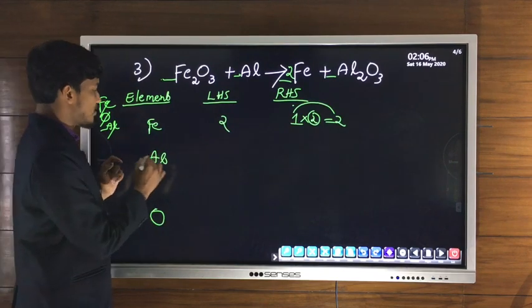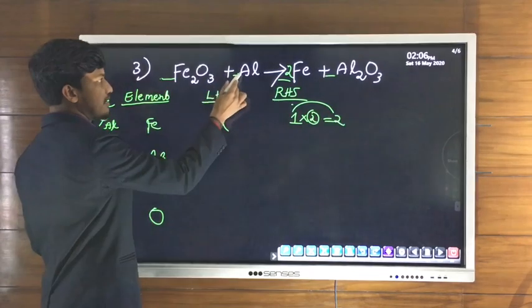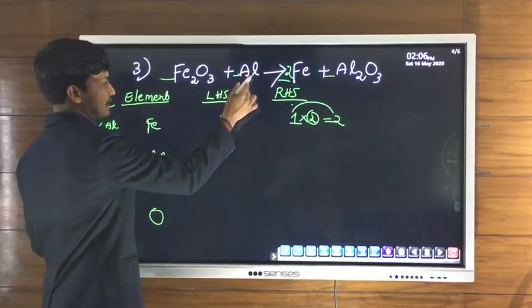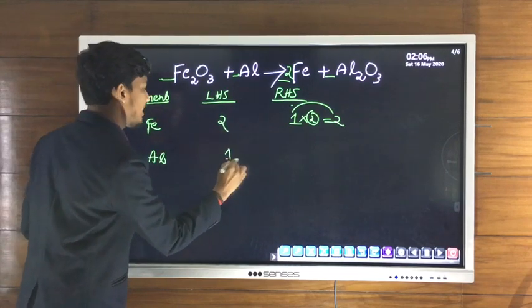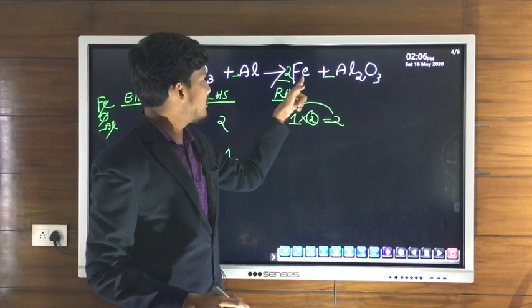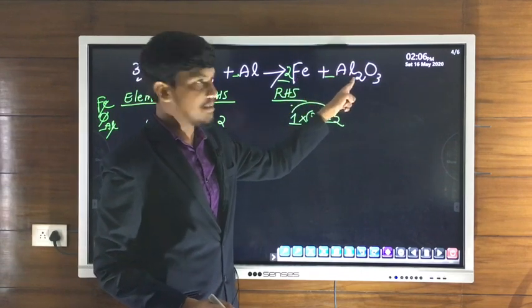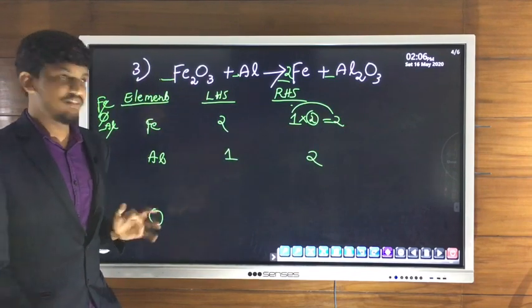How many Al atoms on the LHS? There is no Al. Al is in the second. How many Al? Al 1. So aluminium atoms 1. And here in the product side, no Al. Here Al atoms, how many Al atoms? 2. 2 Al atoms.